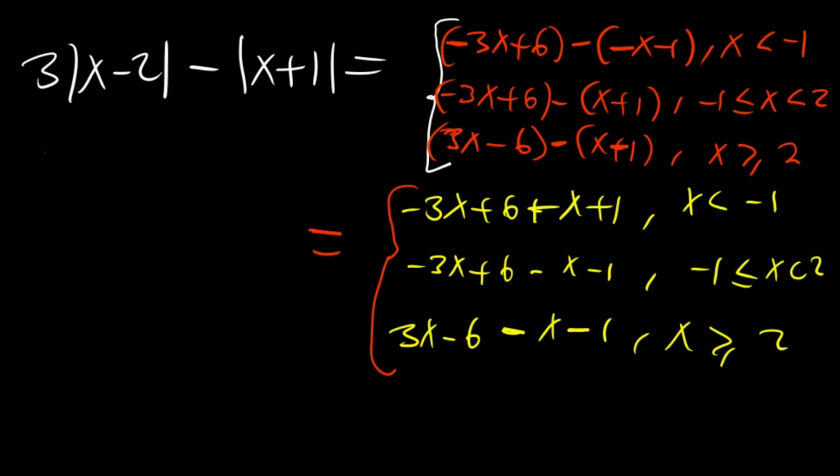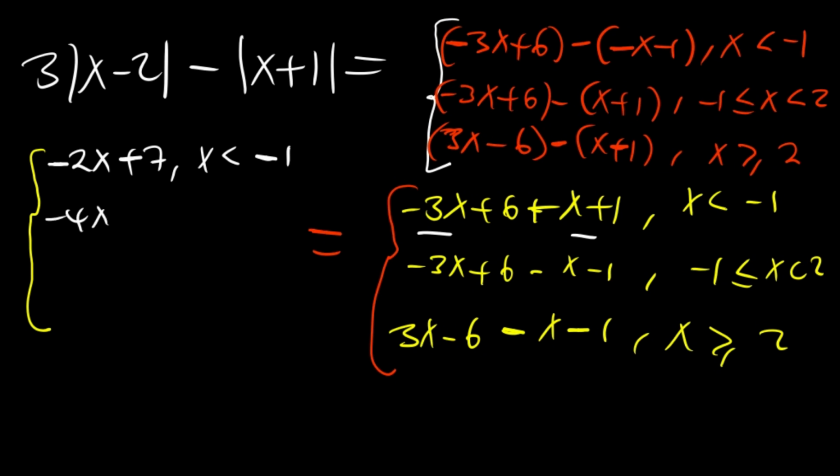So the final answer will be this, and this is going to give me negative 2x plus 7. The condition that x is less than negative 1. Then here negative 3x and that one negative x, so negative 4x plus 5. The condition that negative 1 less than or equal to x less than 2. The last one is 3x and that one, it will give me 2x minus 7. The condition that x is greater than or equal to 2.